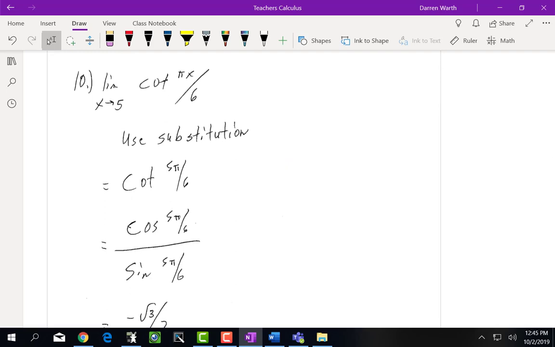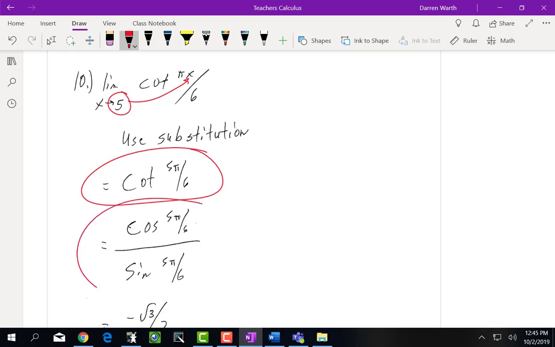Okay, number 10 says it wants me to find the limit as x approaches 5 of the cotangent of pi x all over 6. So I'm going to use substitution. I'm going to take my number 5 and substitute in place of my x, and I get the cotangent of 5 pi all over 6. So remember the cotangent is the cosine of 5 pi over 6 all over the sine of 5 pi over 6.